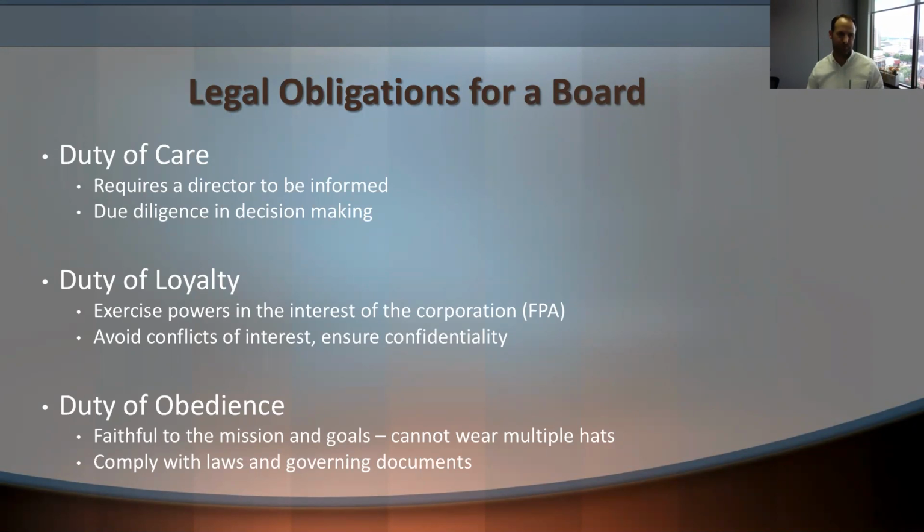If there's an appearance of a conflict of interest, the board members should disclose that and recuse themselves from that particular vote. And the duty of obedience, that basically means that the member must be sure they're aware of a board's governing documents and they're aware of the laws and rules that apply to that board. They need to be faithful to the mission and goals of the organization, and they need to ensure they comply with the laws and governing documents.